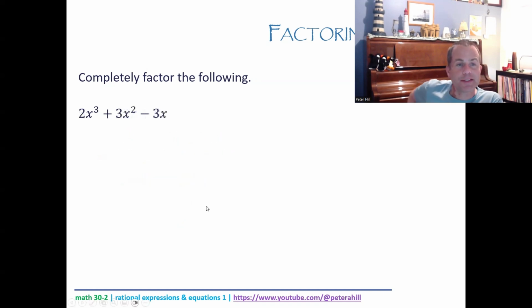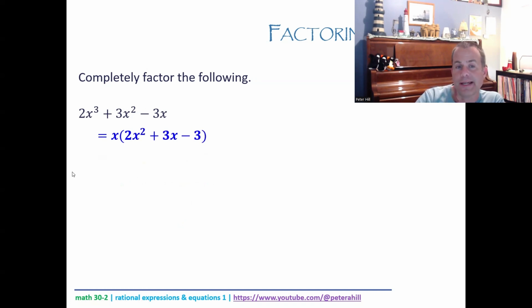Okay, 2x cubed plus 3x squared minus 3x. Again, first thing we should do, take out a greatest common factor. Each one of these terms has an x involved, so I can take 1x out, and that would leave me with 2x squared plus 3x minus 3.